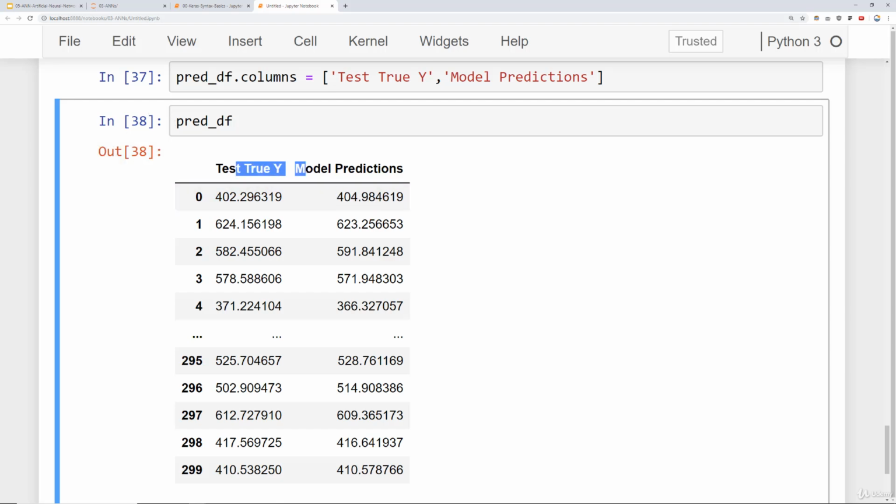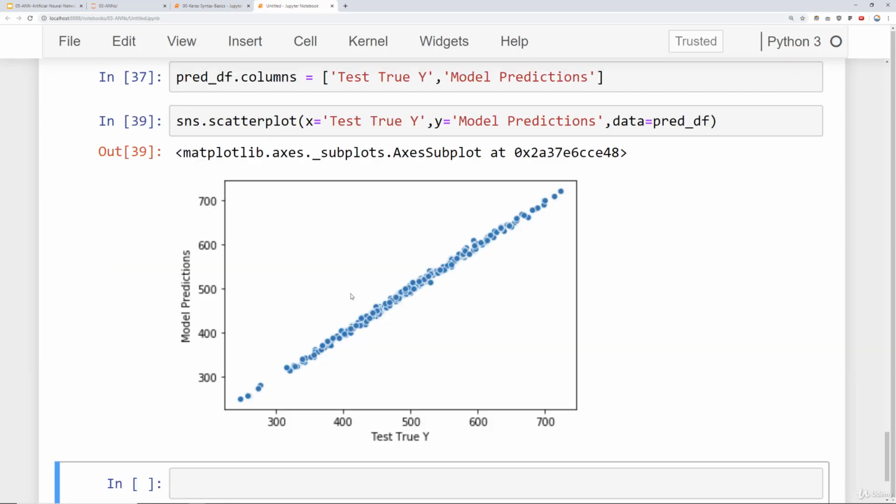I can actually plot these against each other. So what I could do is say, create a scatter plot based off this data in my prediction data frame. And then I'll also do the following. I'll say x is equal to test true y, and I'll plot it against these model predictions. So run that, and we see this result.